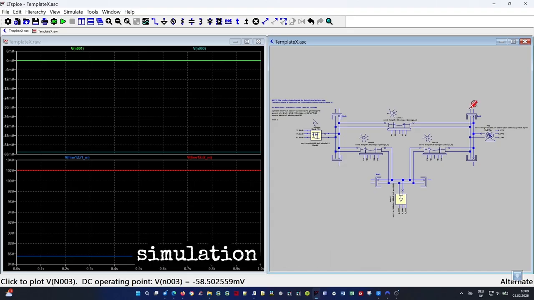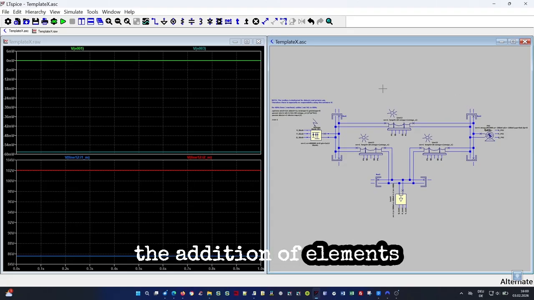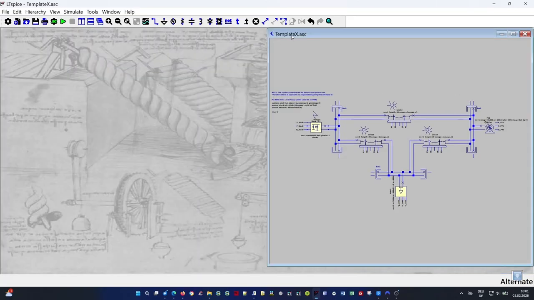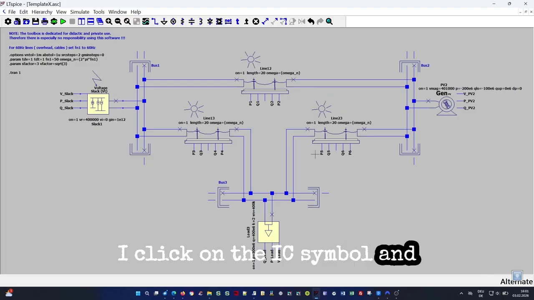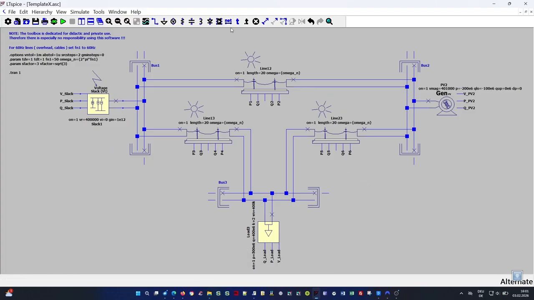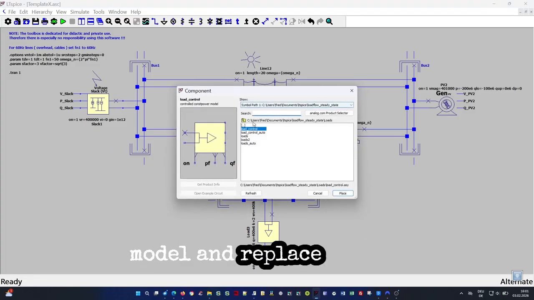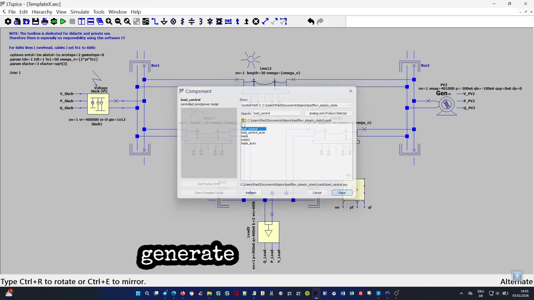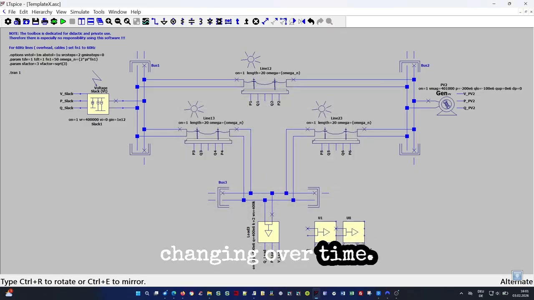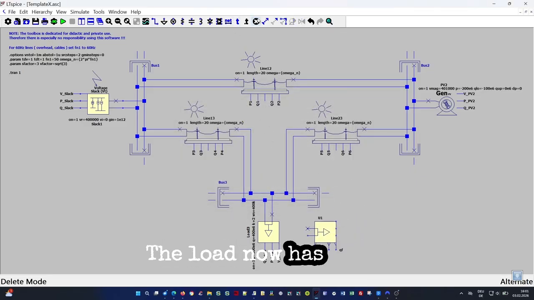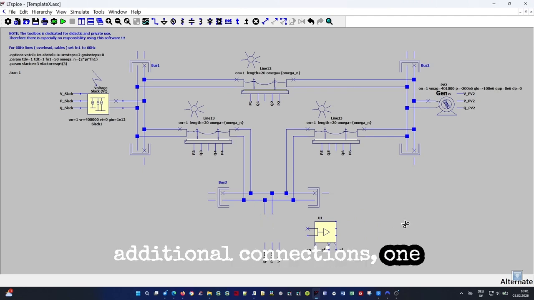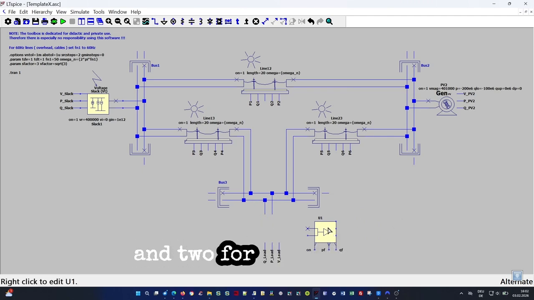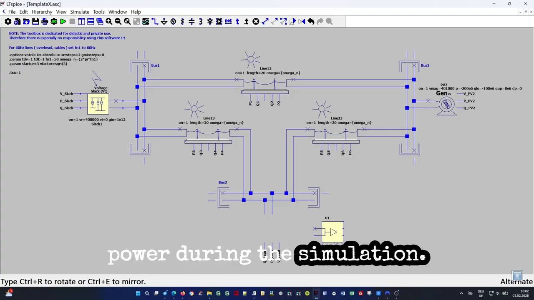Another interesting simulation results from the addition of elements with control pins. I click on the IC symbol and get a load control symbol. Now I delete the load model and replace it with one with control pins. This allows me to generate a load profile changing over time. The load now has 3 additional connections, 1 for switching on and off, and 2 for changing the active power and reactive power during the simulation.